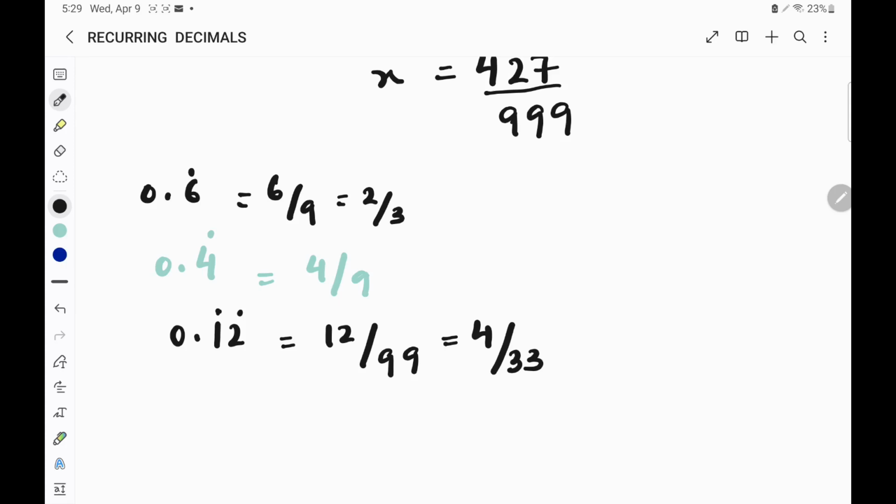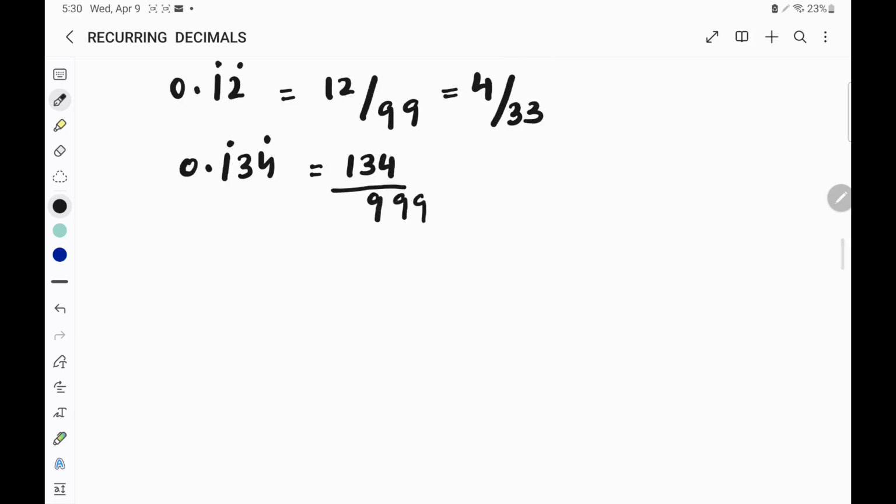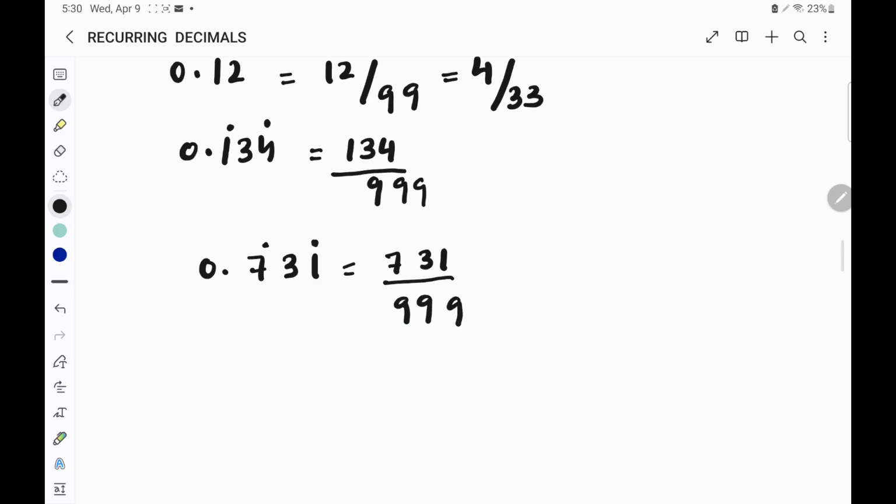You can check your answers also. For example, if you have a question like 0.134 with the dot like this, that will be 134 over 999. If I take 0.731, and you can put the dot at 3 as well, but it means 0.731731, so you will do 731 over 999. Those were the simple questions. Now we are moving further to the other type of question.